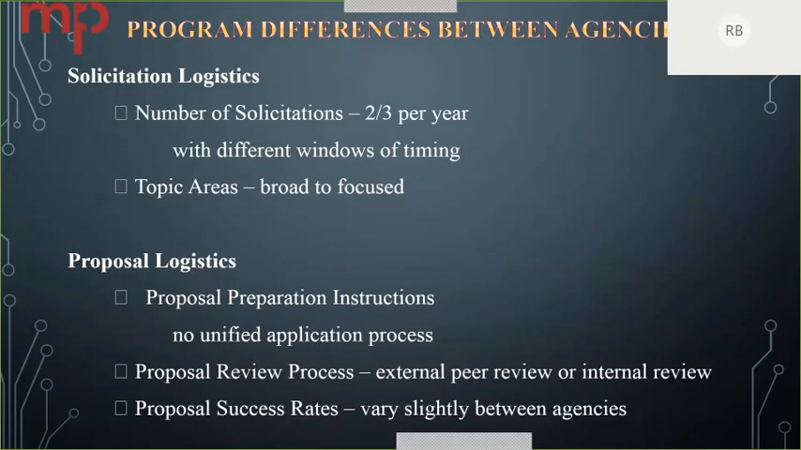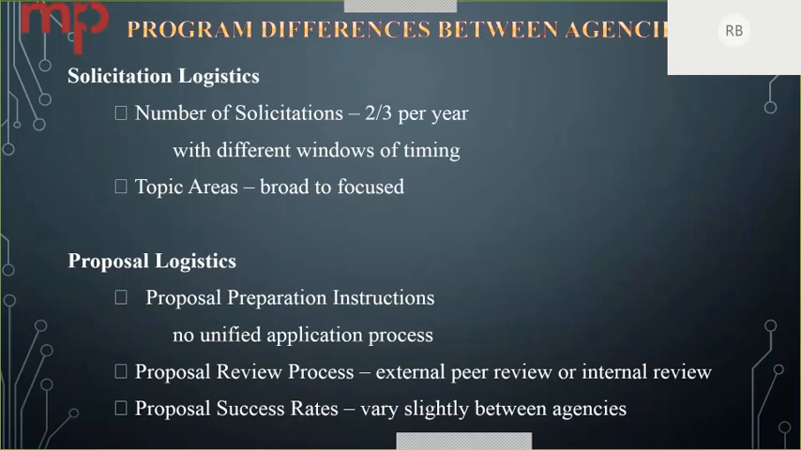Proposal success rate. It varies, but not too much. It varies slightly between agencies. The overall success rate is like 1 in 9. Where I just retired from, the University of Maryland, we had 1 in 7, which was a better rating than the overall rating of 1 in 9. And the other part of it is that Maryland enjoys a good award record. We're number 10 amongst the states that get awards in SBIR and STTR.